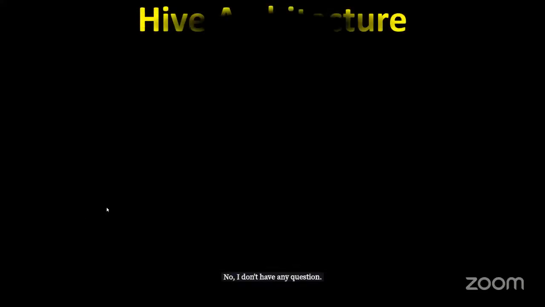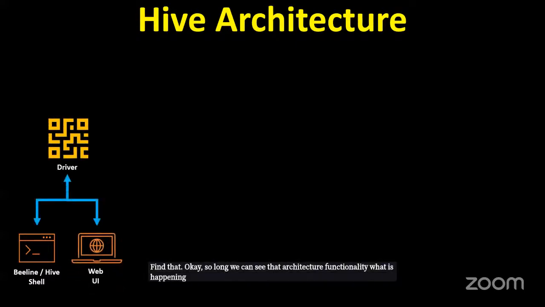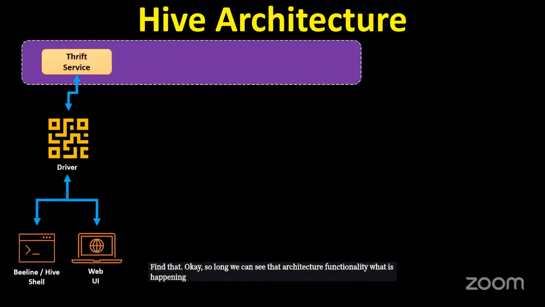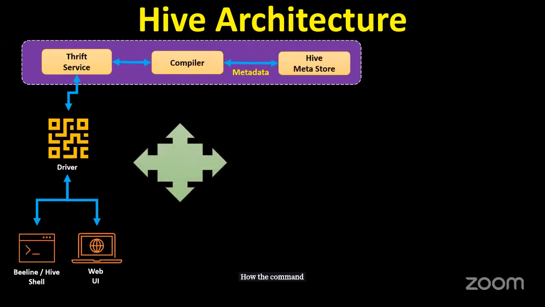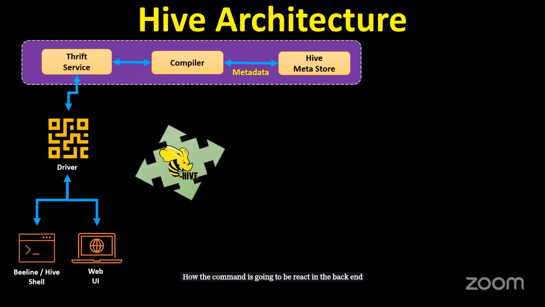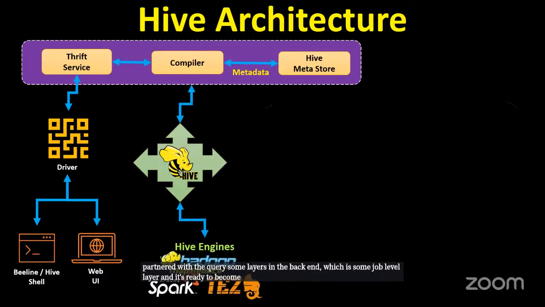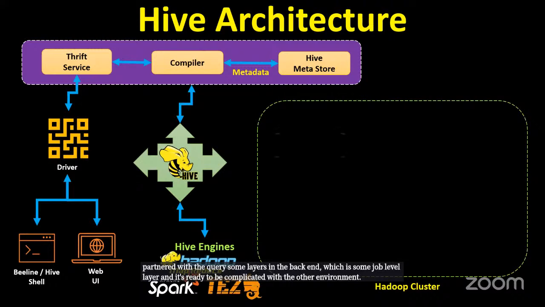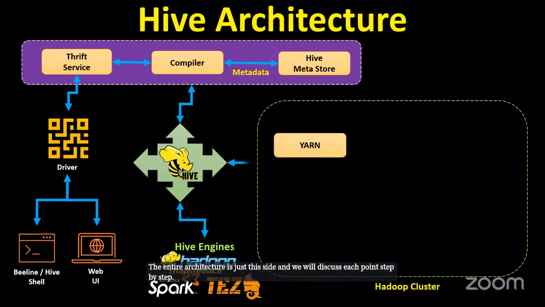Okay, so now we can see the architecture functionality, what is happening. This is the entire thing: how the command reacts in the backend, how the query is converted into layers in the backend with a job-level layer, and how it communicates with the Hadoop environment. This is the entire architecture, and we will discuss each point step by step.